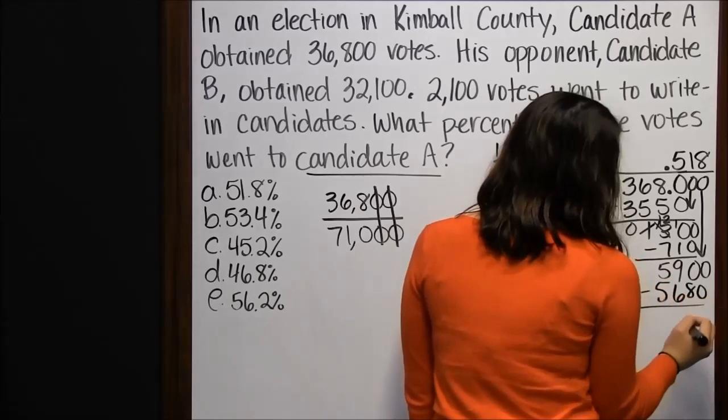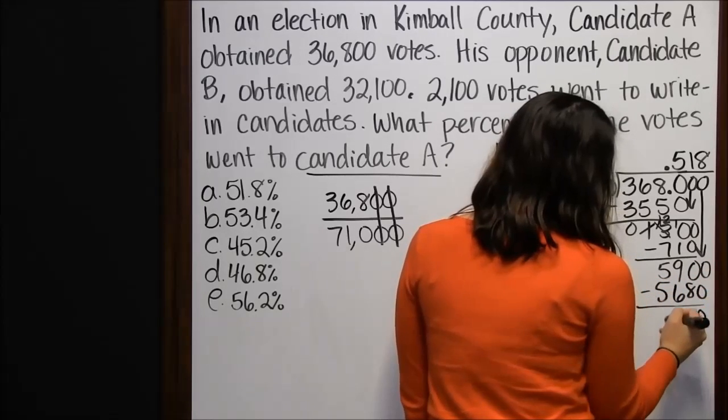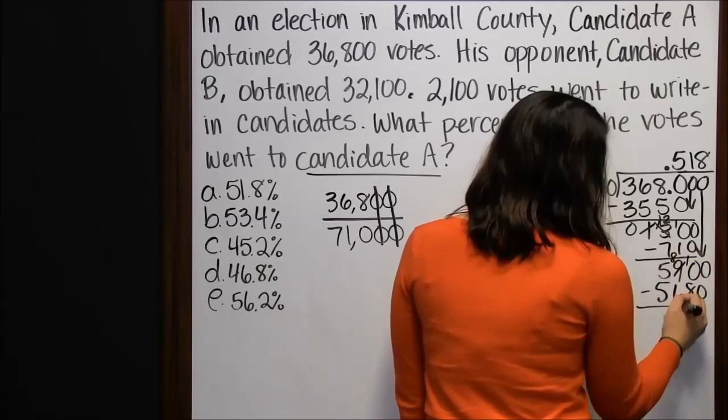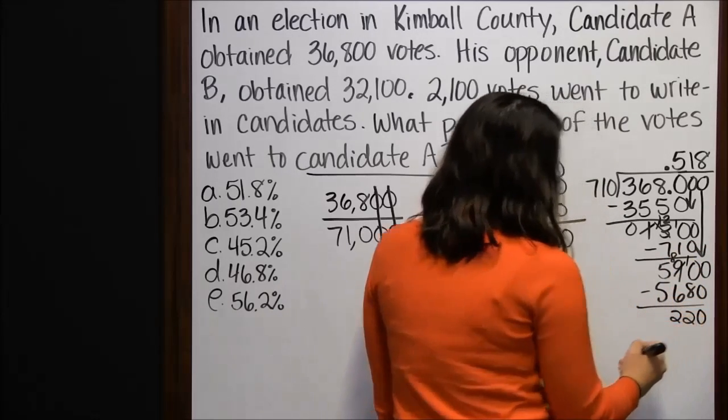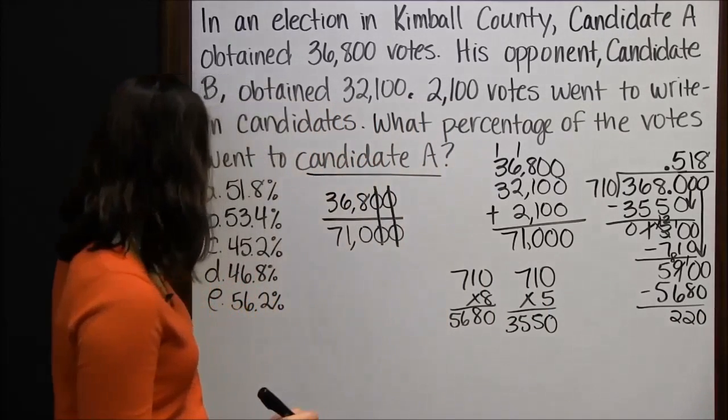And we have 5,680. We can subtract, and that's 0. Borrow from the 9, that's an 8, so that's 10. 10 minus 8 is 2. 8 minus 6 is 2, so we get 220.